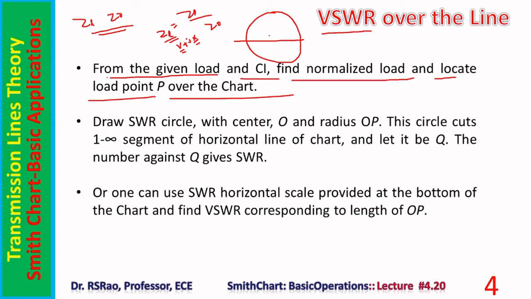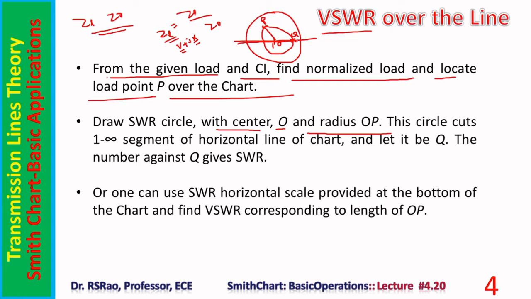Now, draw SWR circle. See, load point is somewhere here. We call it P. Now draw SWR circle with the center O and radius OP. See, center of the chart here, you can find a number 1 here. We call the center O. Now with center O and radius from O to P, draw a circle. This circle is a SWR circle. This circle intersects the horizontal line at 2 points, left side once, right side once. Now you concentrate on the right side here. Let us call this point Q.